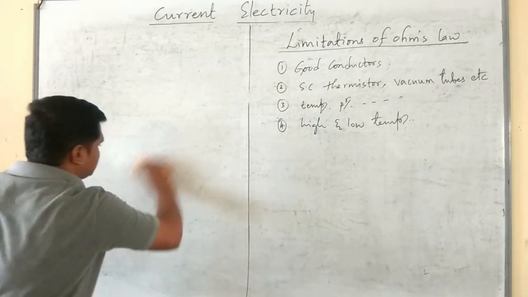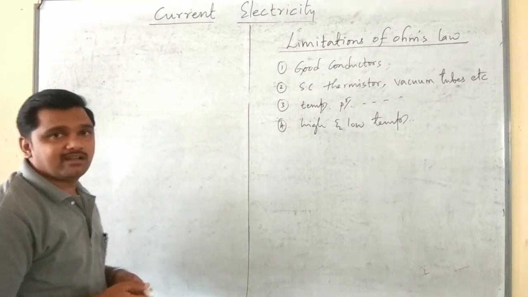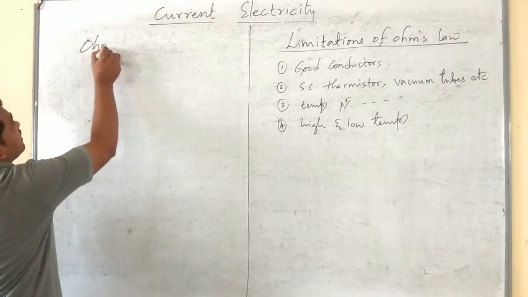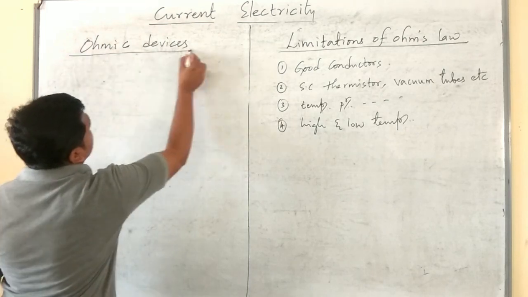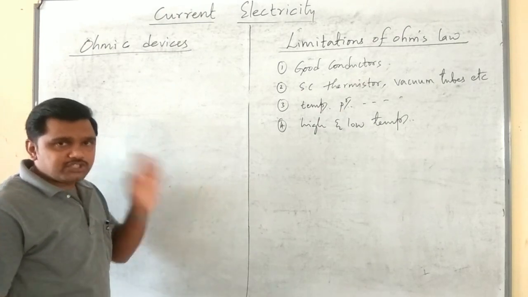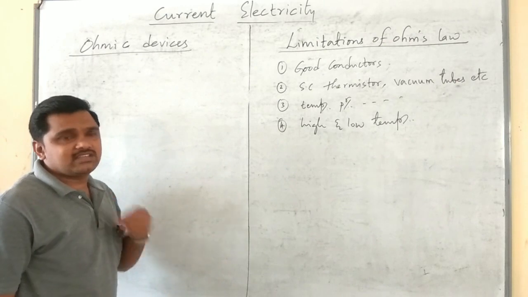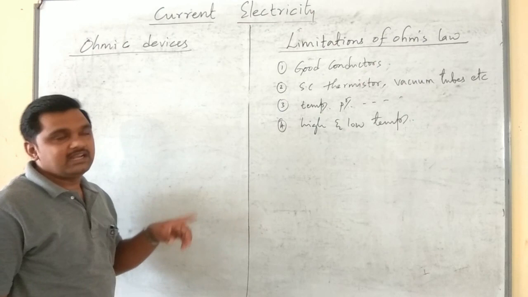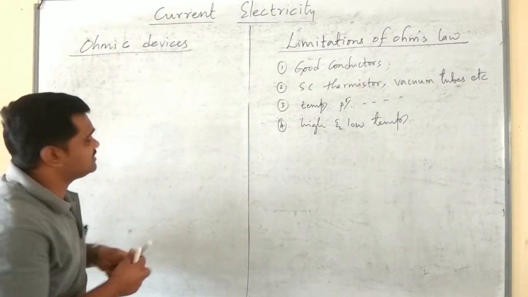Before going to that, there are 2 types of devices actually. Ohmic and non-ohmic devices. The devices which obey Ohm's law are called ohmic devices, and the devices which do not obey Ohm's law are called non-ohmic devices.